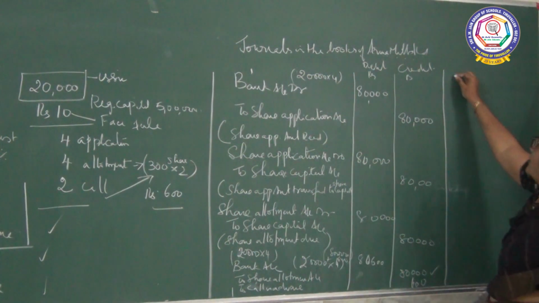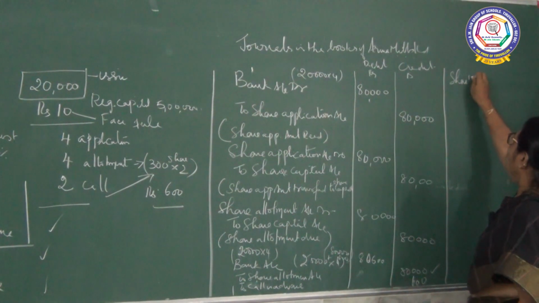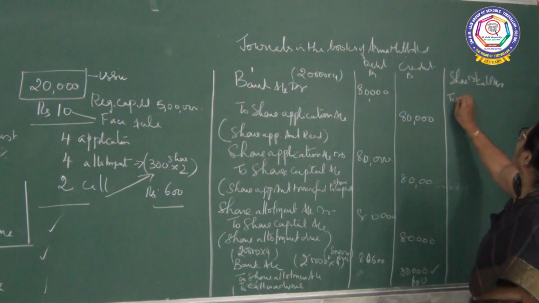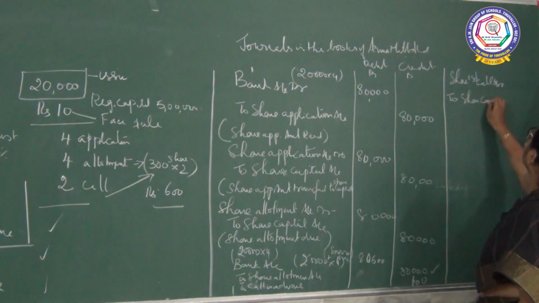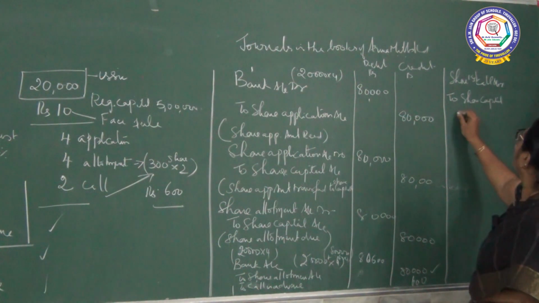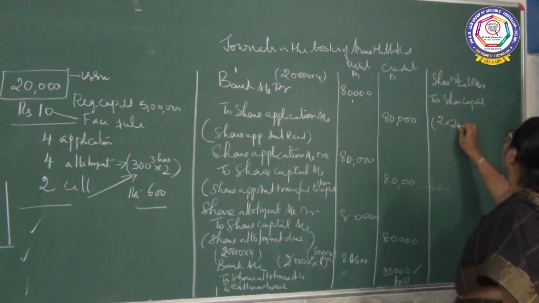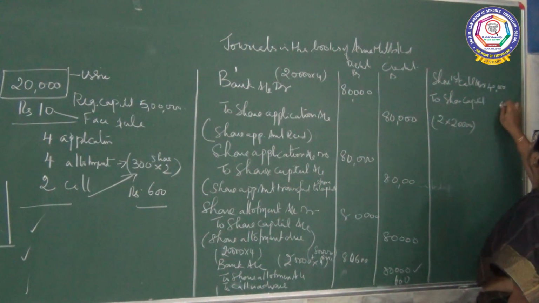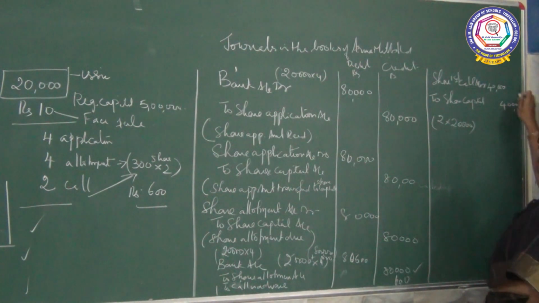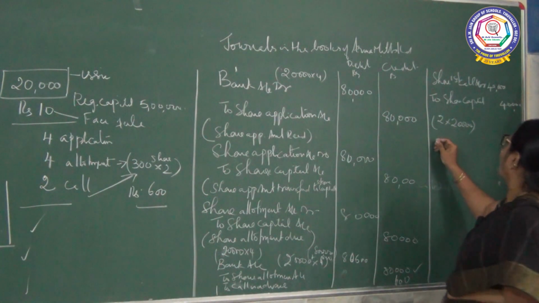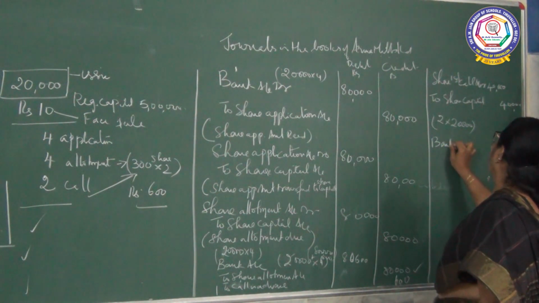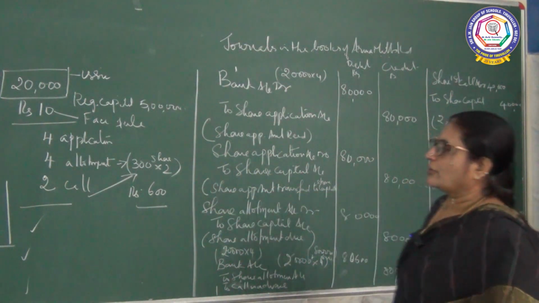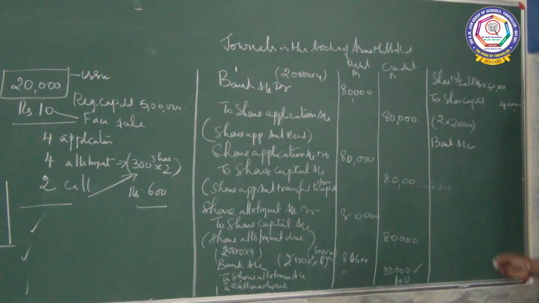Now your share first and final call is due. So share first and final call account debit to share capital. What is your amount due? 2 rupees into 20,000 is due. Fine, that is 40,000. Fine. Now how much is going to go to the bank? Already you have paid some amount in your allotment. Okay, 600 rupees you have already paid in advance. So that amount you are supposed to adjust here.